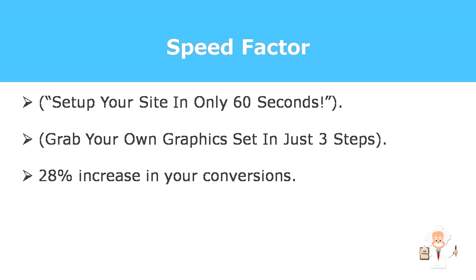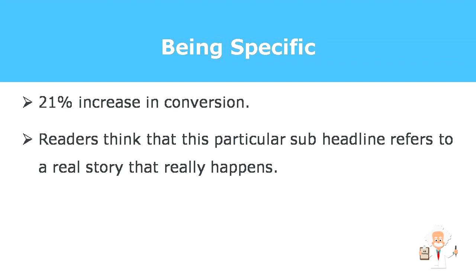And then speed factor. As with headlines, subheadlines benefit from numbers. These further support the headlines in terms of speed. Quote, set up your site in only 60 seconds. Or how minimal the steps are. Grab your own graphics set in just 3 steps. In this split test, it's proven that if you highlight the speed of your product, you can get a 28% increase in your conversions.